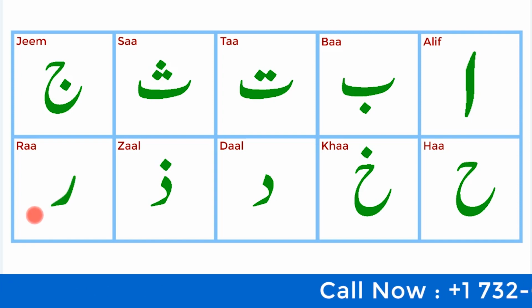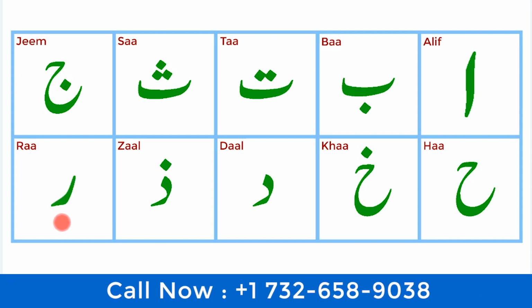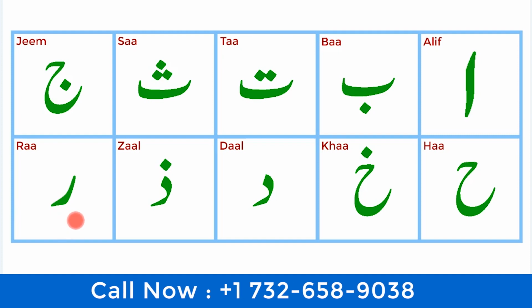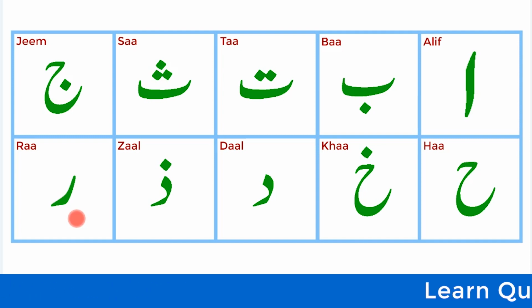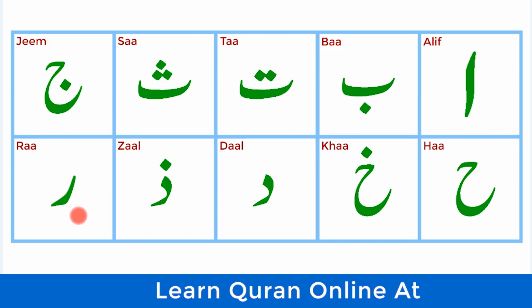Ra has full sound. Do not pronounce ra with thin sound. While pronouncing, raise tongue toward the palate. You can pronounce ra with full sound.